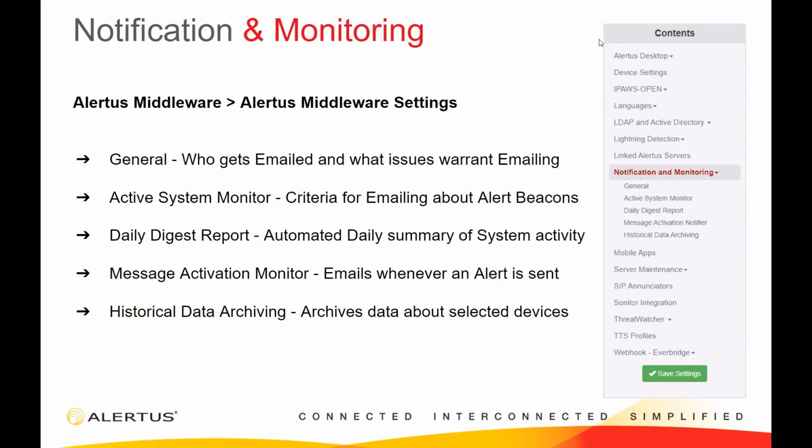So when you go to the Alertus middleware setting page, you'll see on the far left this navigation pane, and under notifications and monitoring, we can decide who gets emailed, and the criteria for emailing about any issues with alert beacons. Daily digest is that daily summary of system activity. You can also determine if emails are sent whenever an alert is sent as well. Sometimes it's good to know when the system is used. And there's also the ability to archive data so that you can use it for monitoring your system over an extended period of time.